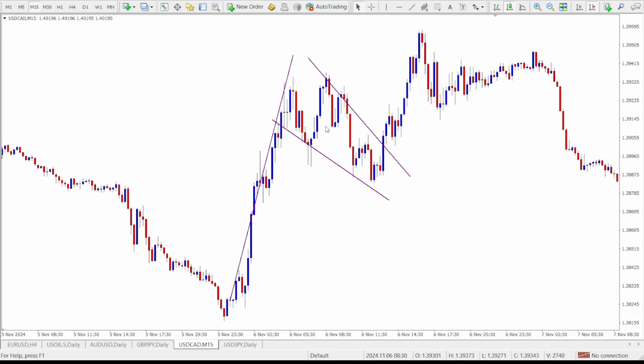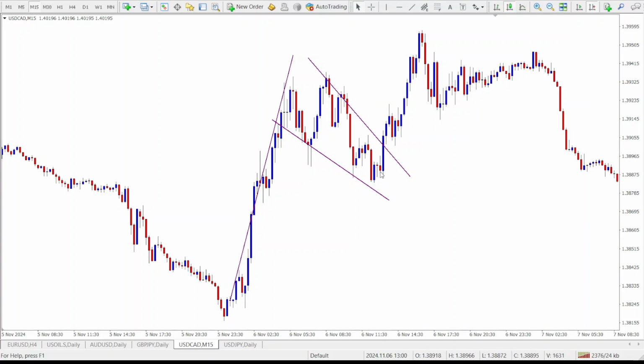As I said, it looks like a small rectangle or parallelogram that slopes against the prevailing trend, because this is the prevailing trend and this is the slope against it. It often forms after a sharp price move, and this sharp price move is what we call the flagpole. There are two main types of flag patterns. The bullish flag pattern forms after a strong upward price move, like what we have here, followed by a downward sloping consolidation, like what we have here.